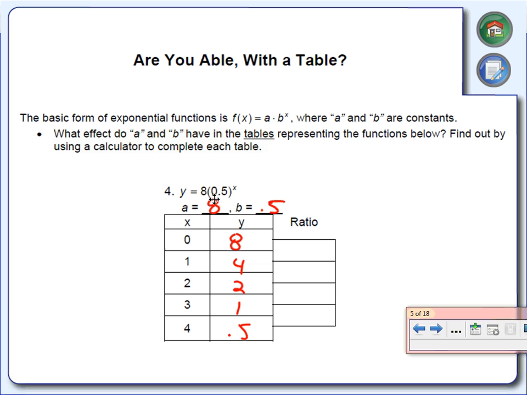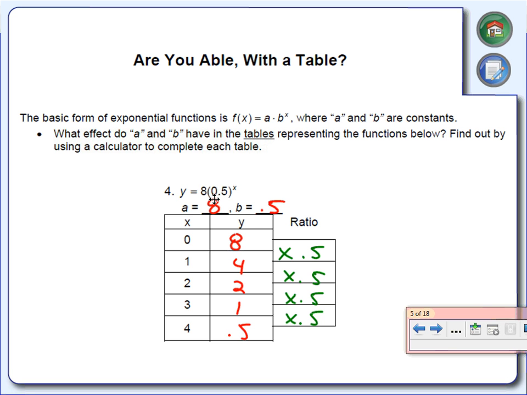Ratio. What's the pattern this time? Notice we are multiplying by something. What are we multiplying by? 0.5, which is the same thing as 1/2. So what we're doing this time is multiplying by 0.5. That's why the numbers are getting smaller this time, because we're multiplying by 0.5.